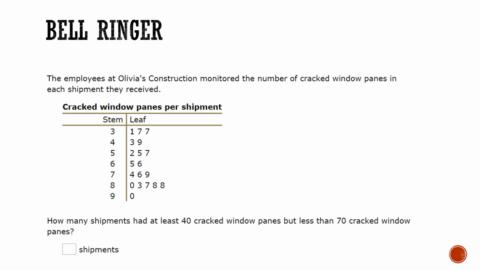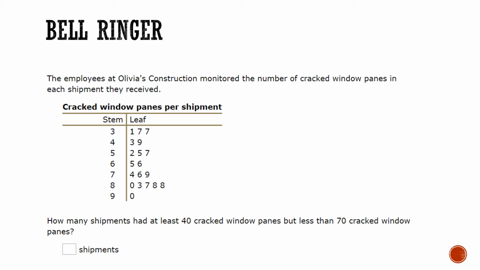Today's bell ringer says the employees at Olivia's Construction monitored the number of cracked window panes in each shipment they received. How many shipments had at least 40 cracked window panes but less than 70 cracked window panes? So we have to refer back to when we were talking the other day about reading a stem and leaf plot. So we want at least 40.